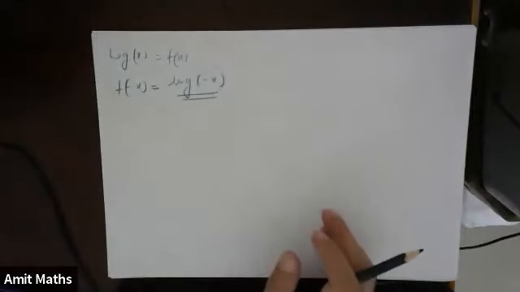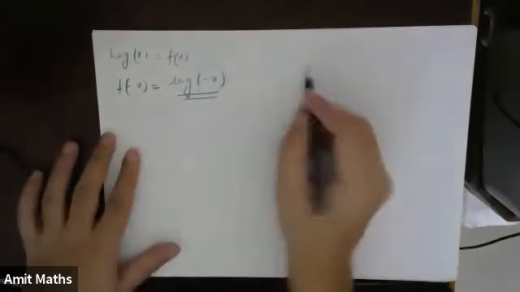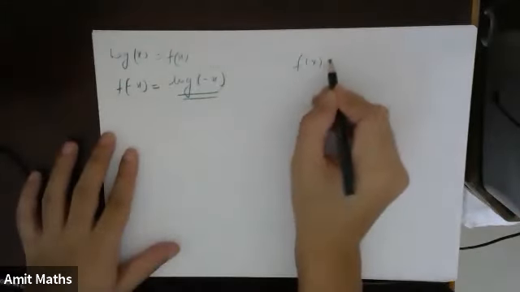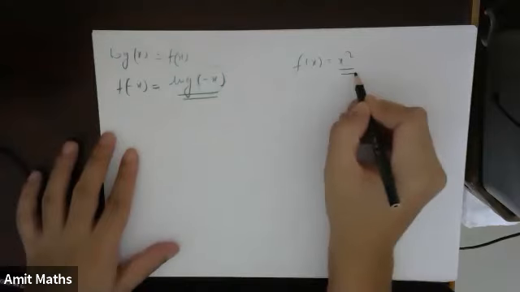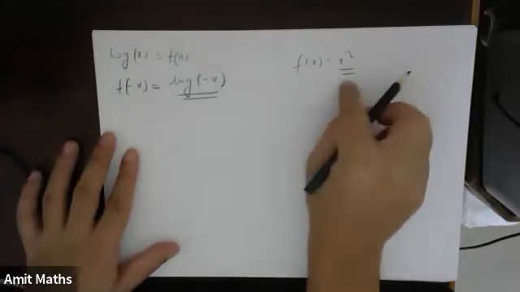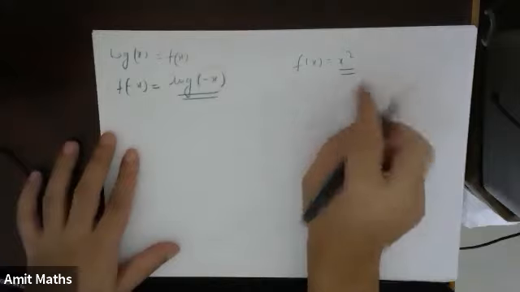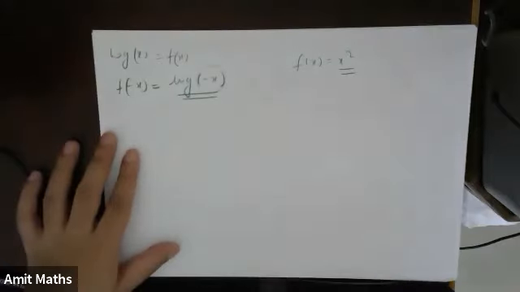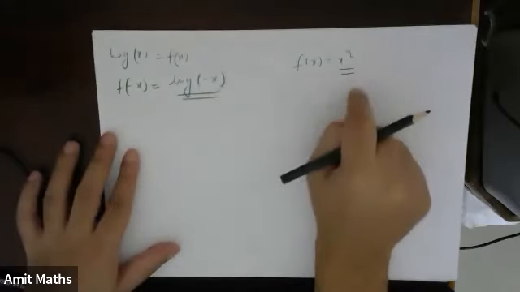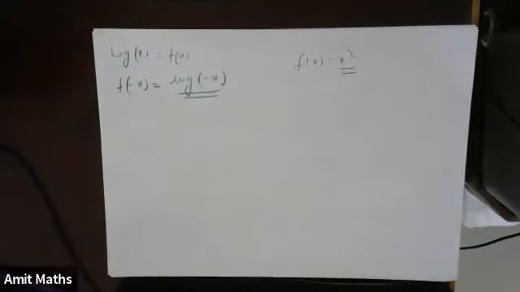For example, f of x is equal to x square. This is passing through origin, but this is not an odd function. So all functions which pass through origin are not necessarily odd functions.